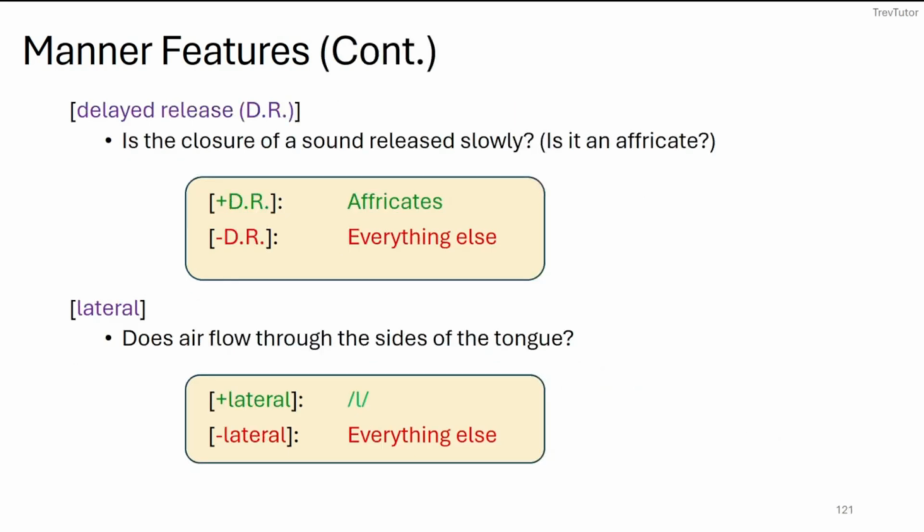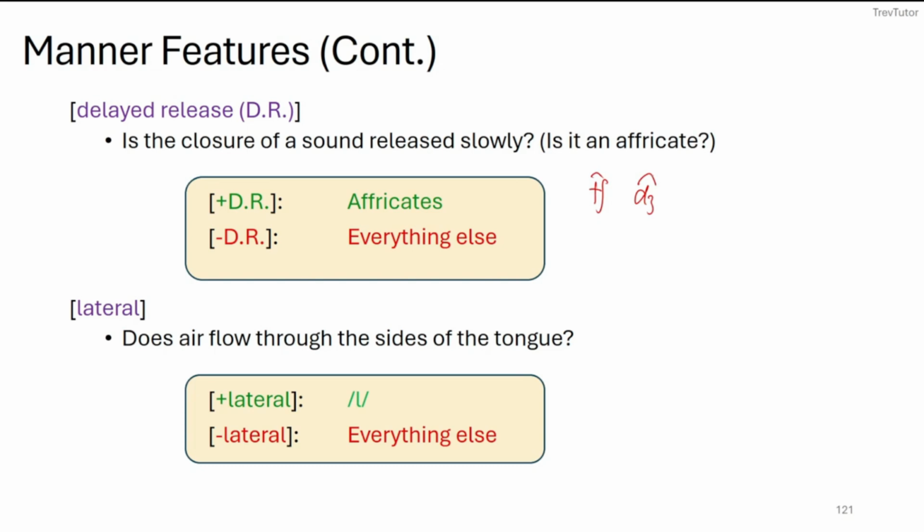We have two more manner features. One is delayed release. So delayed release is basically letting us know whether or not we have an affricate sound. So is the closure of a sound released slowly? Well, you can think of it as ch and j. When you start the sound, it begins as a stop, and then it releases slowly into a fricative. So that's what the plus delayed release feature is capturing. Everything else is going to be minus delayed release.